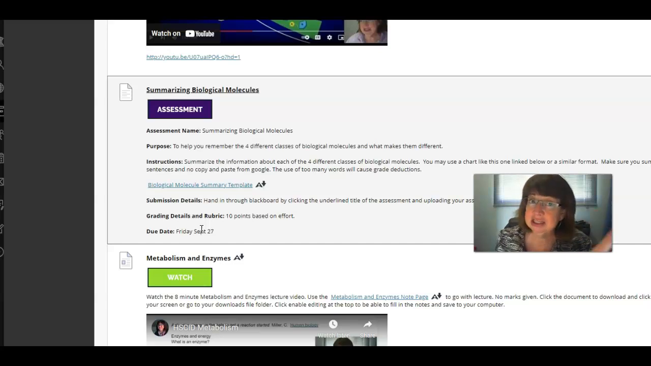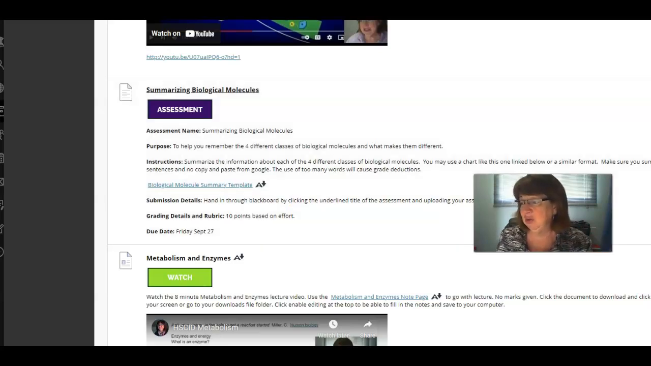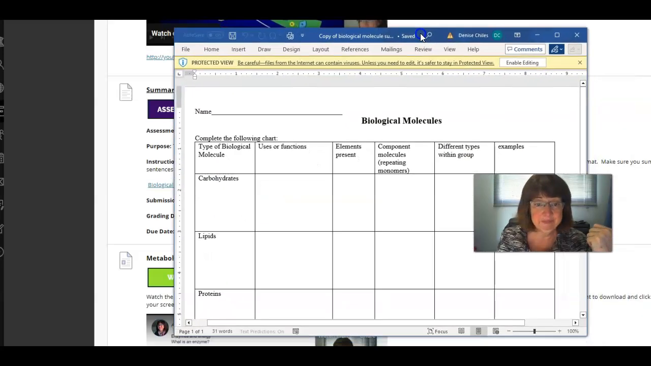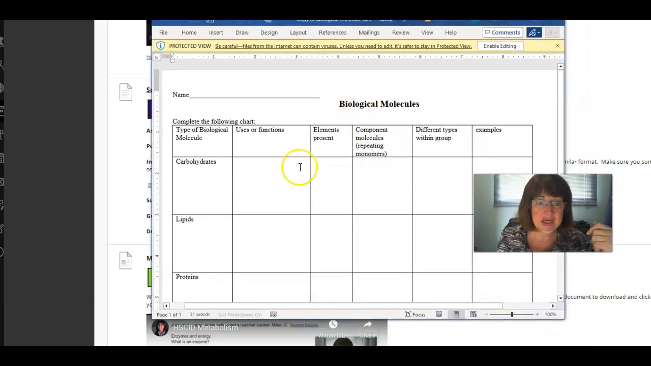Now, when we're talking summary, I only want 1 or 2 words. I don't want you to Google everything and type it in. 1 or 2 words are what we're looking at. And when we look at the summary table, it looks like this if you want to use it. So if you follow it, you should be able to download this and write into it.